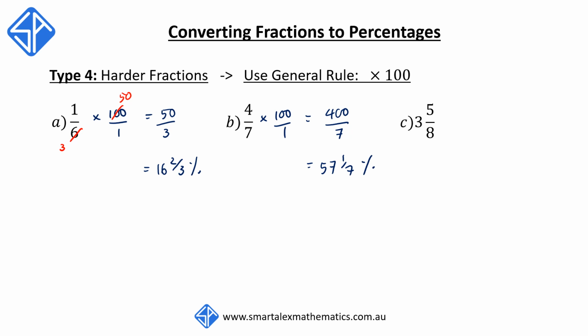So for C, we've got a mixed fraction, 3 5/8. Remember, this is equal to 29 on 8. So we're going to take 29 on 8, and then we're going to multiply by 100 over 1. The 8 and the 100 will reduce to 2 and 25. We then multiply 29 and 25 together, which will give us 725. 2 times 1 will give us 2, and all of this simplifies to 362.5%.